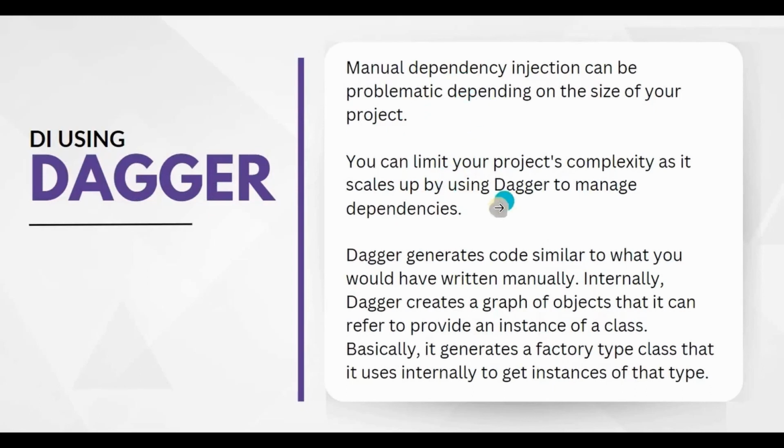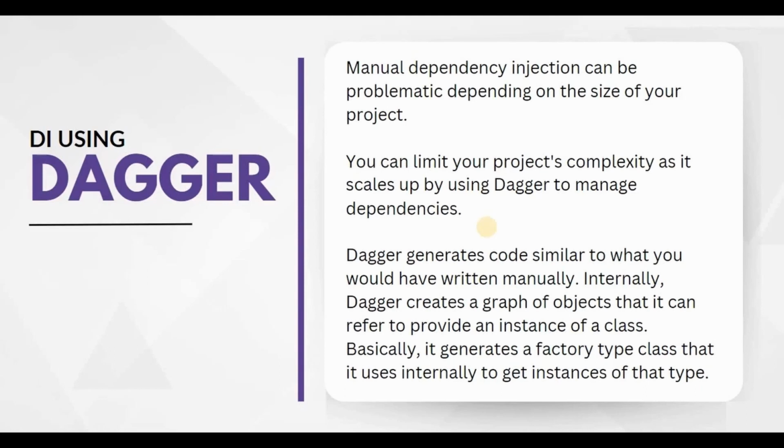So first, what exactly is Dagger? I kept the definition very simple to understand. So it says, manual dependency injection can be problematic depending on the size of your project, obviously. See, means having 3 to 5 classes depending on one class, that is fine to handle, right? But there will be projects where we will have 100 of classes depending on one class. Now that is difficult to handle, right? And that's when Dagger comes into the picture.